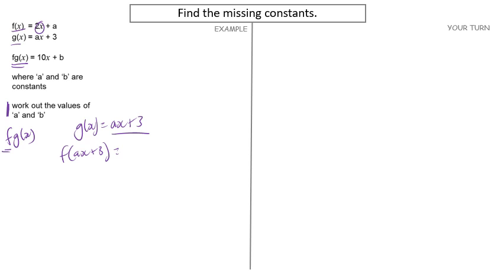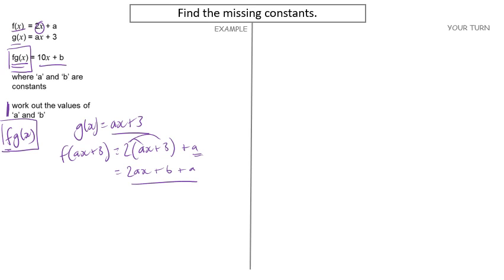So where we've got x up here, we're just going to replace it with ax plus 3. We need to expand the brackets. And remember, we've got that plus a on the end. So there's different ways we can rearrange this. But let's say we know that's what f of g of x is, which is also equal to this.